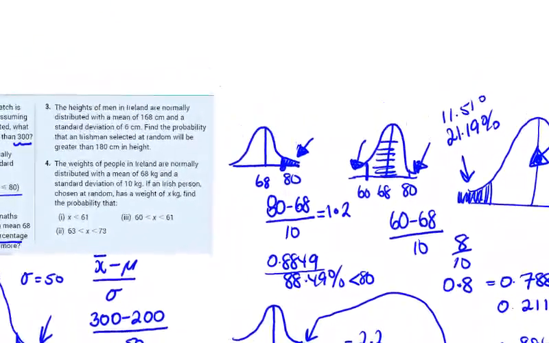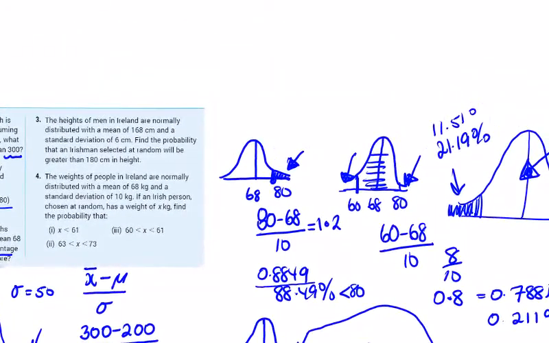The heights of men in Ireland are normally distributed with a mean of 168, standard deviation 6. Probability that an Irishman selected at random will be greater than 180. Doesn't take long to do a sketch. We have 168 in the middle. We're testing 180. So greater than 180, we're looking for the tail here.